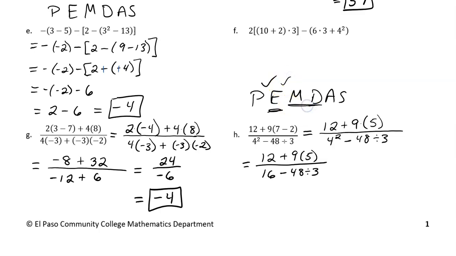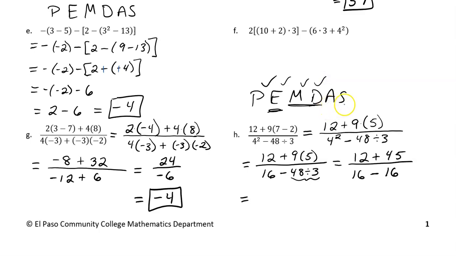Now we go to multiplication, division. I have one of each. Multiplication up top, division on the bottom. And I think we're feeling pretty good. I think we can do those at the same time. We have 12 plus, okay, 9 times 5 is 45. We have the 16 minus, let's see, 48 divided by 3. Well, that gives me a 16. All right. Multiplication, division, done and done.